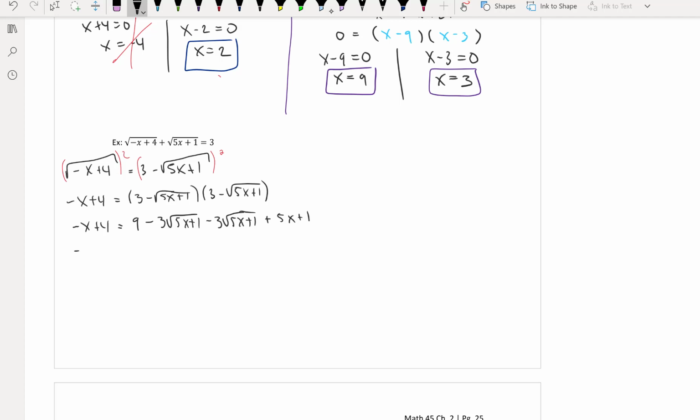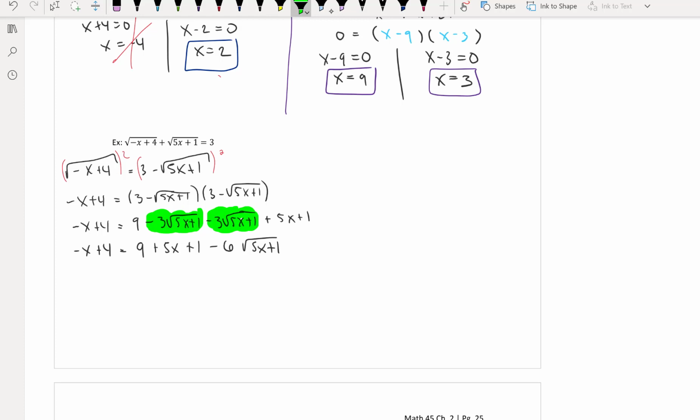So now I'm going to have a negative x plus 4 is equal to 9 plus 5x plus 1 minus 6 square root 5x plus 1. So what I ended up doing here is I combined this negative 3 square root and that negative 3 square root. So negative 3 and negative 3 gives me my negative 6.